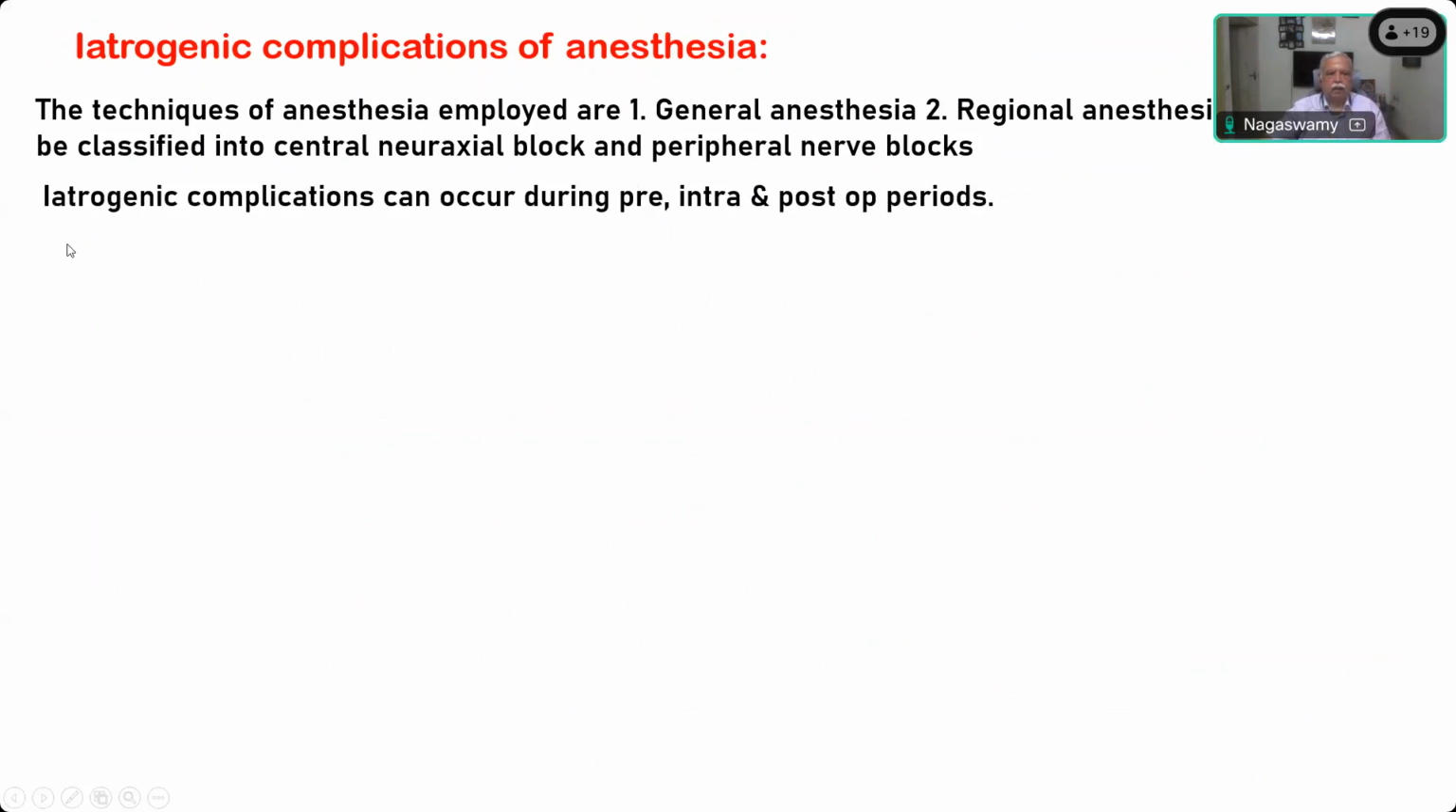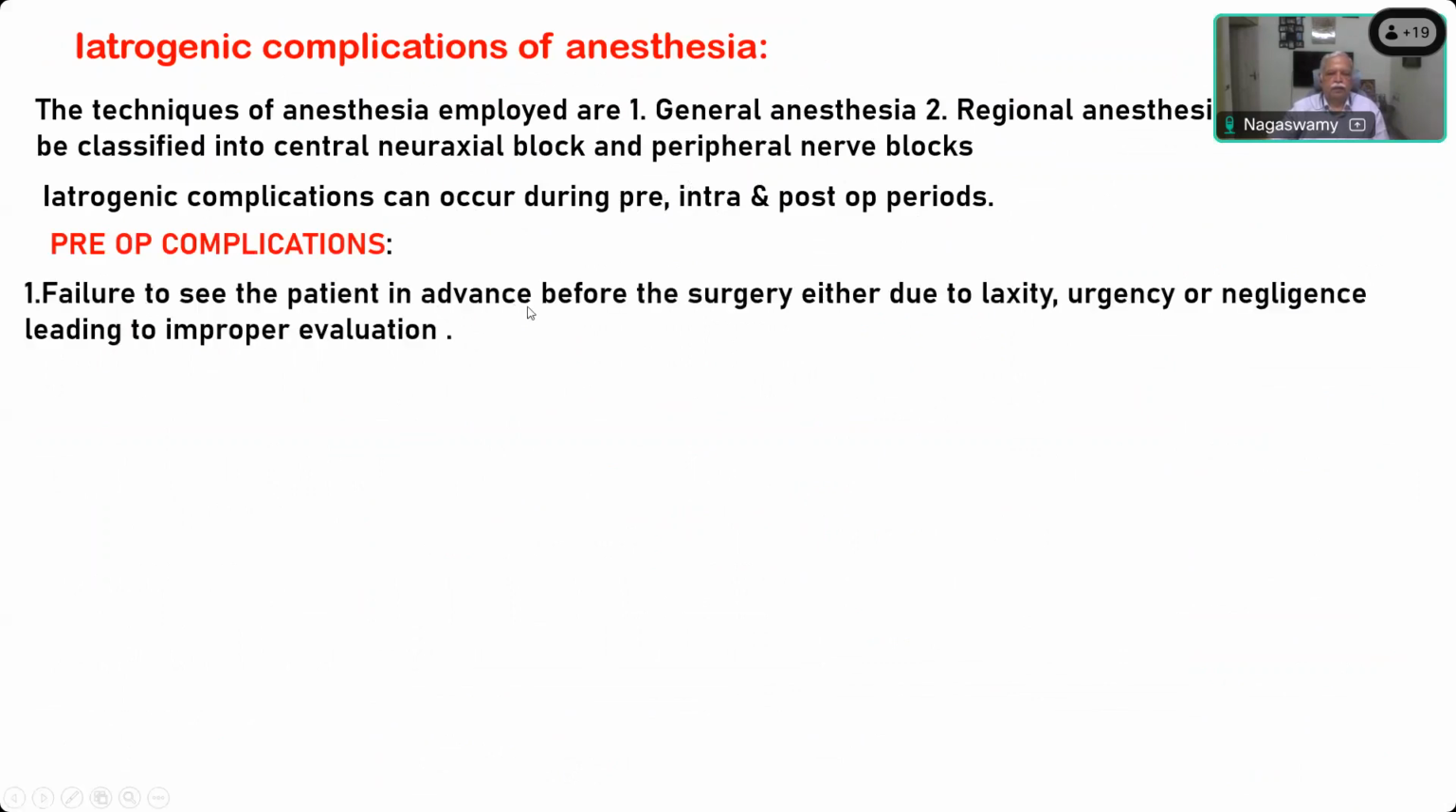And the iatrogenic complications can occur during the pre, intra, or post-op periods of any of these two techniques, whether general anesthesia or regional anesthesia. The iatrogenic complications can happen before the procedure, intraoperatively, or in the post-op period. Now, what are the pre-op complications that you can produce?